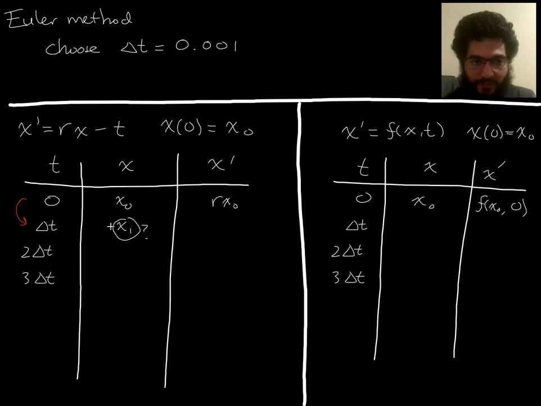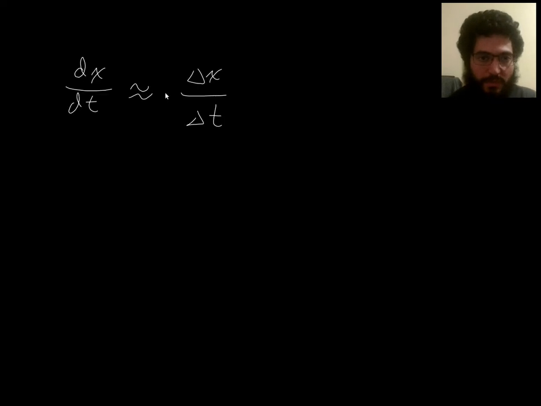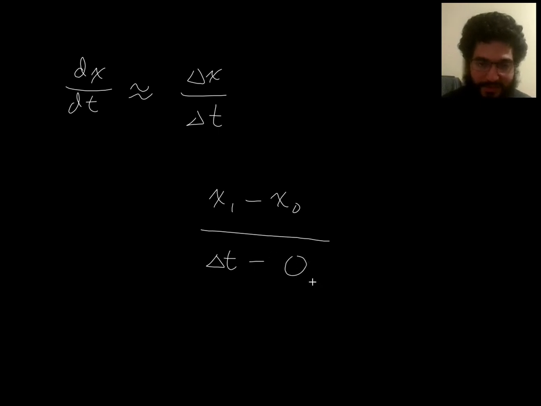All the other things were given in our problem. So we know r, we know x naught. But what should x1 be? Well, x1 minus x naught, that's the delta x. That's how x changes from time 0 to time delta t, right? So as time goes from 0 to delta t, this is the time difference, and x changes from x naught to x1, and I'm trying to figure out what is x1.